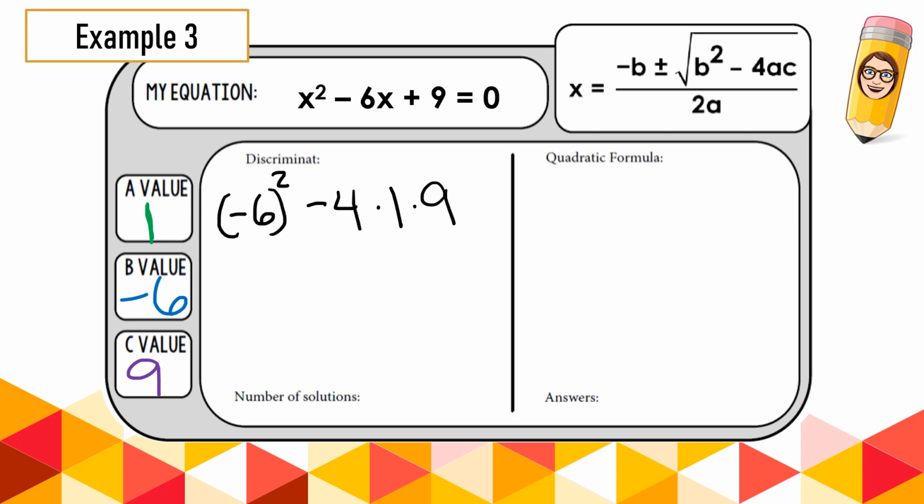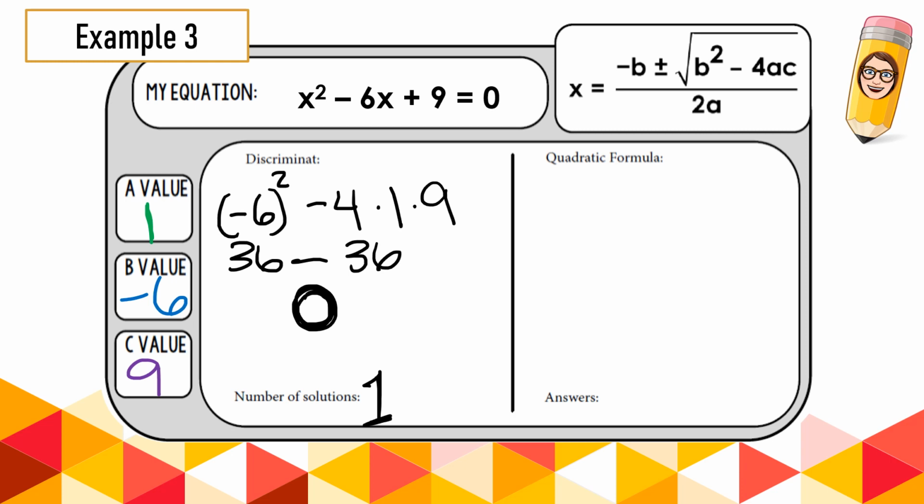b squared minus 4ac. Okay, I get positive 36 because a negative times a negative is a positive. 4 times 9 gets me 36. Our discriminant is 0. That was a rule we wrote down on the front page, for example 1. If the discriminant is 0, that means there is one real solution. Let's see what that means, okay?